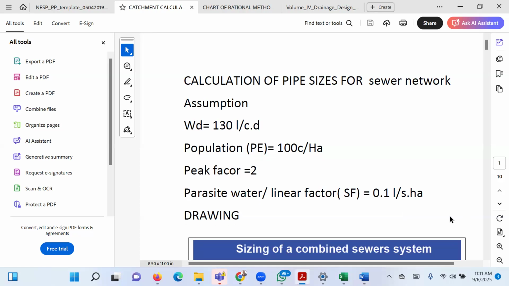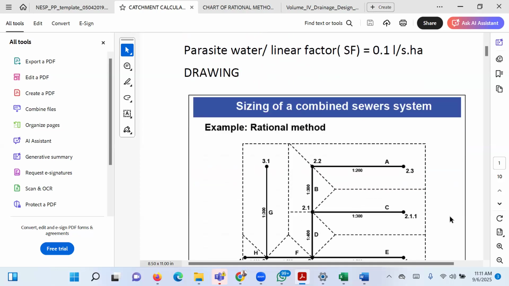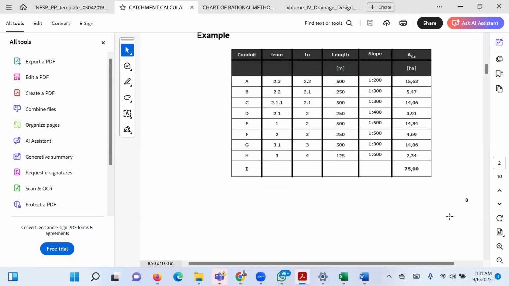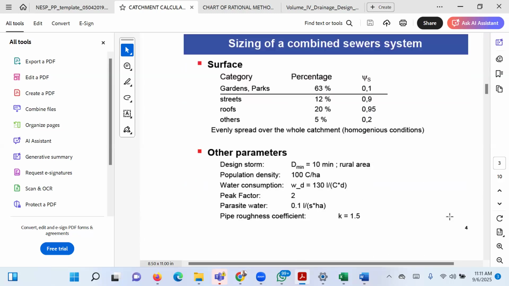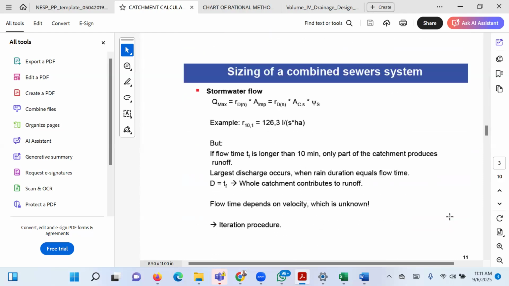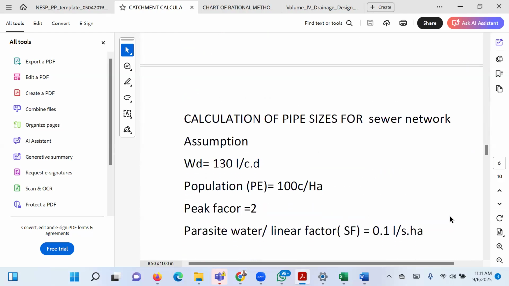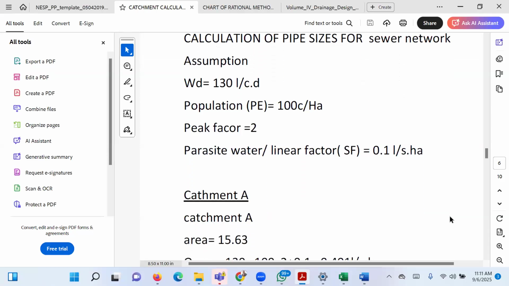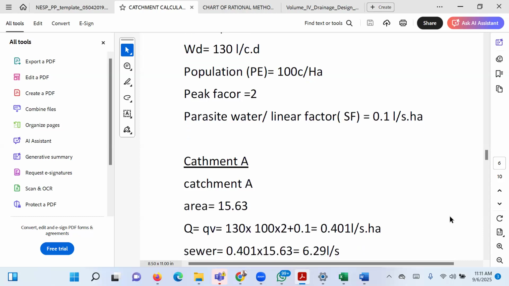Okay. Now from the drawing, this is the drawing. So we start with catchment A. Follow me now. Okay, we have done this, the catchment characterization. So here, that's around page 4. So for catchment A, the area is 15.3 hectares. Go with me. Therefore, the wastewater discharge per hectare.